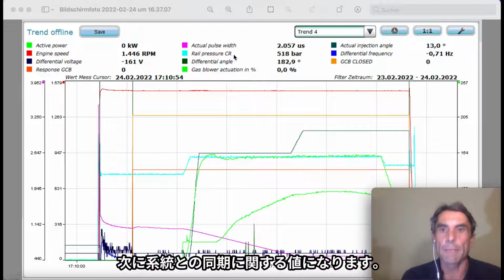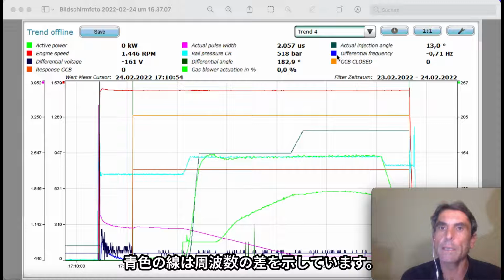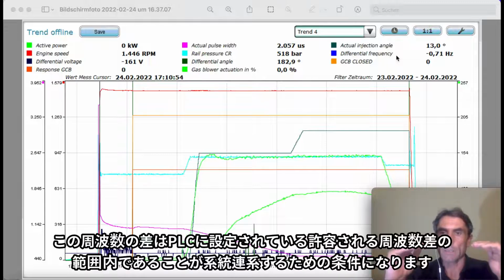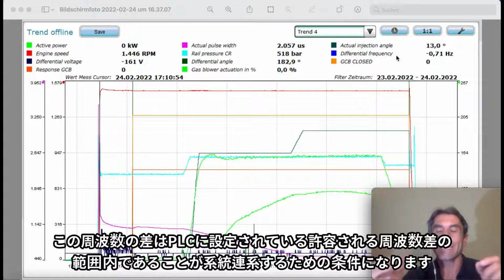So now we're coming to the values we need for the synchronization. The blue one here is a different frequency. That means that's the frequency between the alternator and the grid. So this value must be in range or within limits before the system or the PLC of the CHP is allowed to close this generator circuit breaker to connect the grid with the alternator.